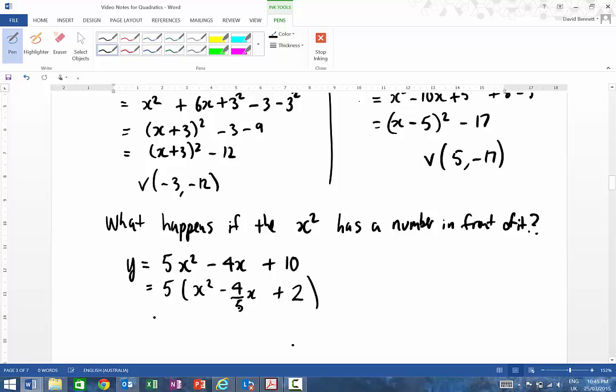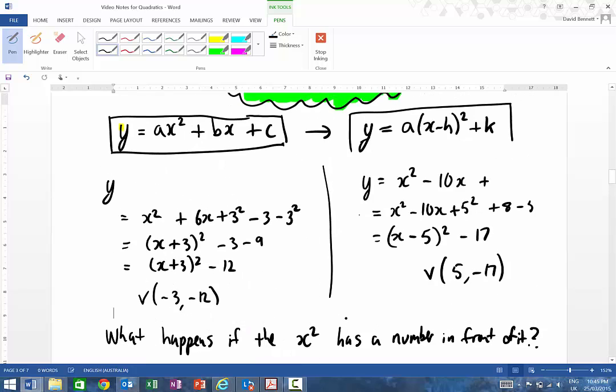The next thing I've got to do is think about this particular number here. What's going to be a half of that? Well, half of 4/5 is going to be 2/5. So therefore, I'm going to just keep the 5 out the front. That's going to be x squared take 4/5 x, and then I have to add on half of that squared, so it's going to be 2/5. We're going to square that, and add our 2 on.